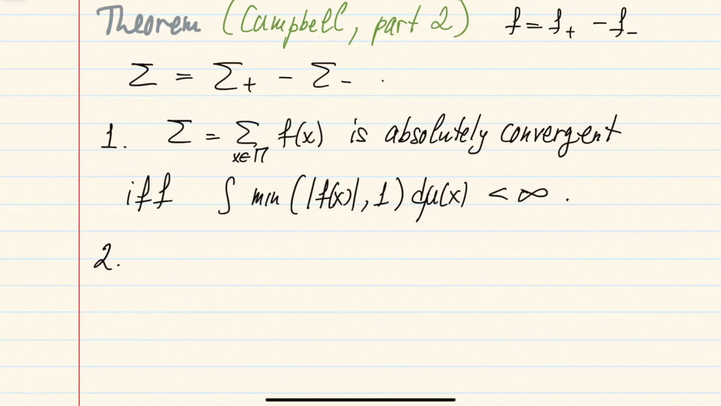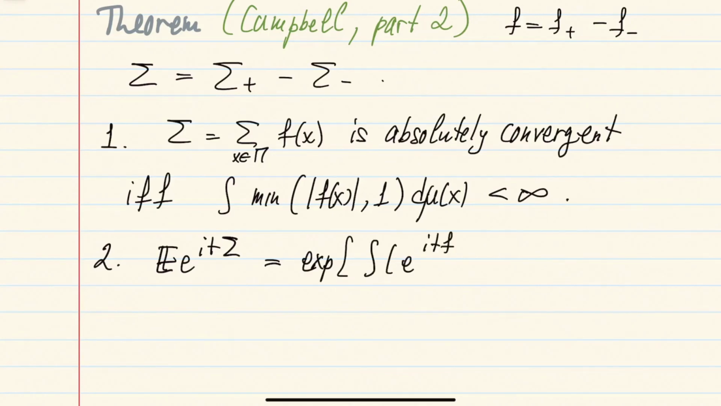Now, when f is neither positive nor negative, the Laplace transform may be undefined, so here we write the characteristic function. And so the formula for the characteristic function will be very similar. It will be the exponential of the integral of e to the i t f of x minus 1 with respect to the mean measure mu of x. Okay, and the last one is that the same formulas will hold as above.